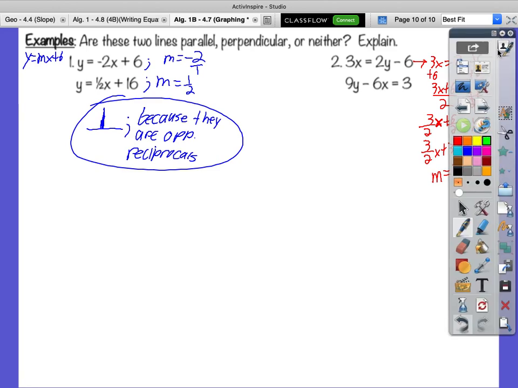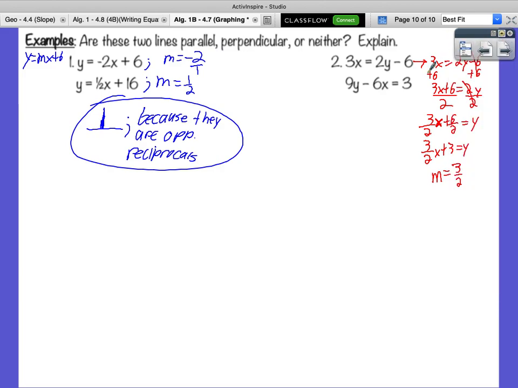Okay, so now what we need to do, we found the slope of the top line. Now we need to find the slope of this bottom line. 9y minus 6x is equal to 3. How do we find the slope of this line? Solve for y. So what do we have to do first? Add 6x to both sides, and then we can do the rest.